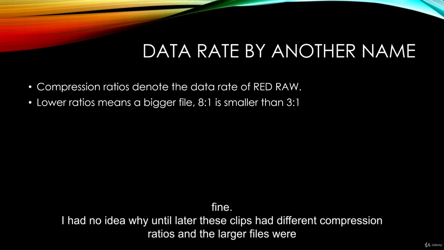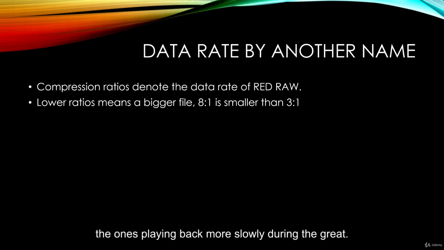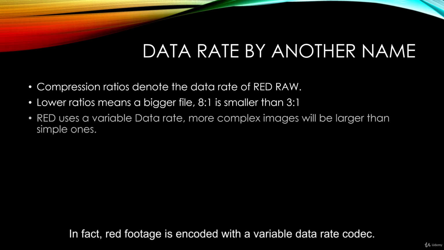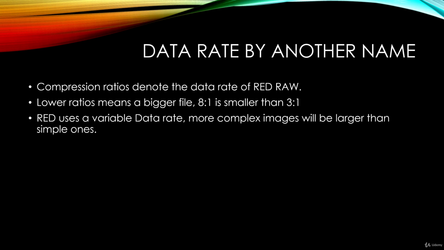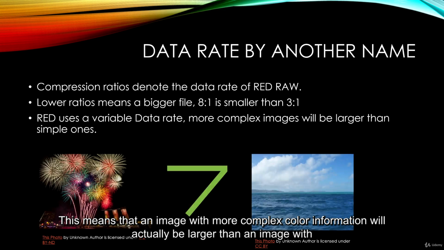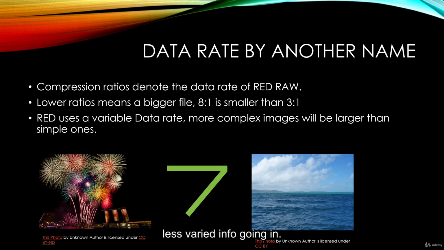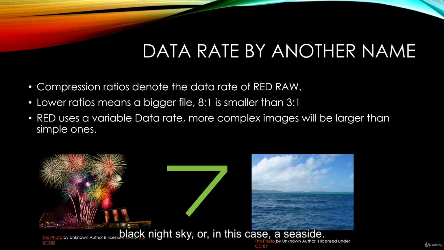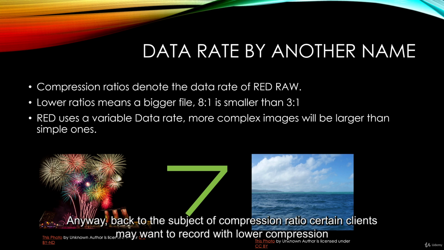These clips had different compression ratios, and the larger files were the ones playing back more slowly during the grade. In fact, red footage is encoded with a variable data rate codec. This means that an image with more complex color information will actually be larger than an image with less varied info going in. A firework display in full tilt will produce a larger file compared to an identical duration of a pure black night sky, or in this case a seaside. Anyway, back to the subject of compression ratio.